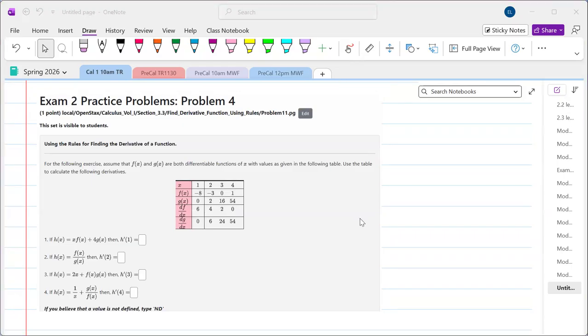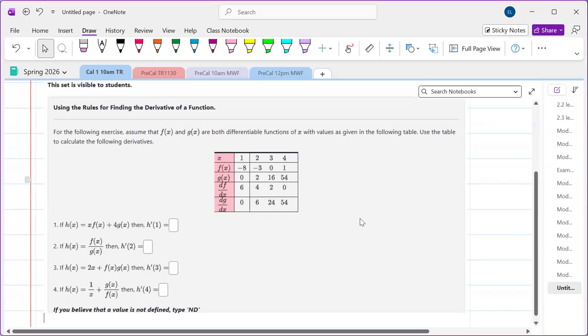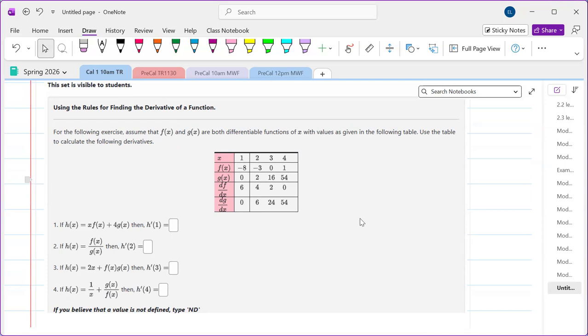All right, so this is practice problem number 4. This one sometimes throws people for a loop because we have a table with information that we're going to use in the problems here. But we did put this format on the test. So we're going to calculate the derivative and then we're going to use the table. So initially just ignore the table, focus on each question.